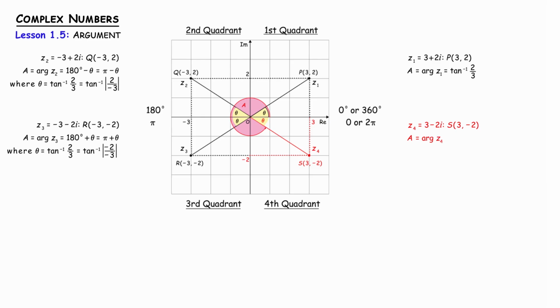The angle A is now called the argument of z4, which is equal to 360 degrees minus theta, or 2 pi minus theta, where theta is the inverse tan of 2/3, or the inverse tan of the absolute value of minus 2 over 3.